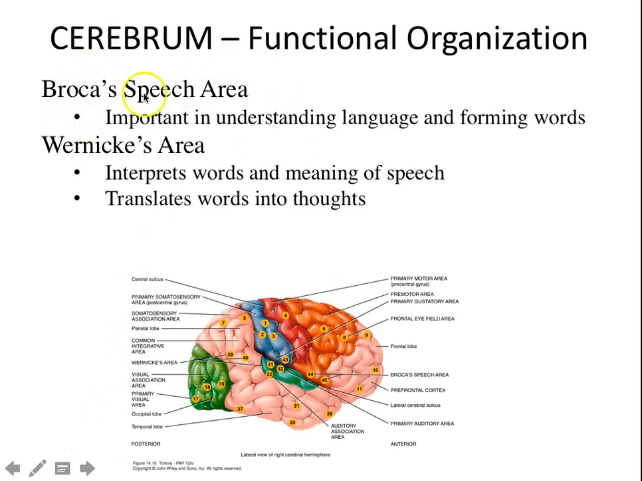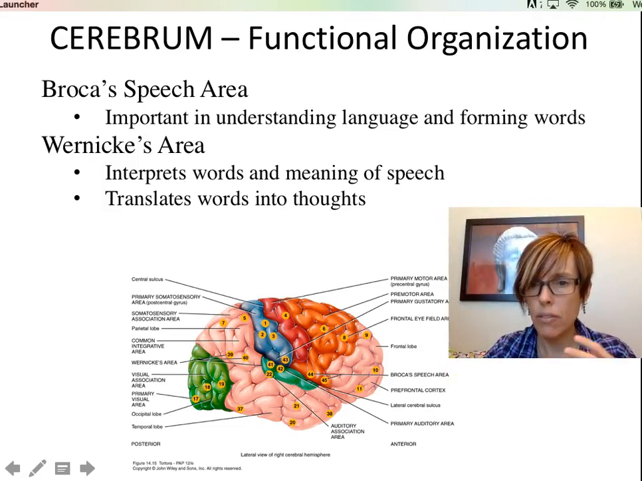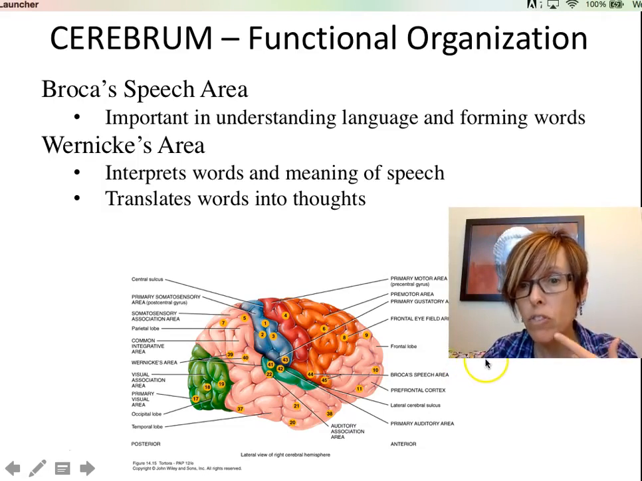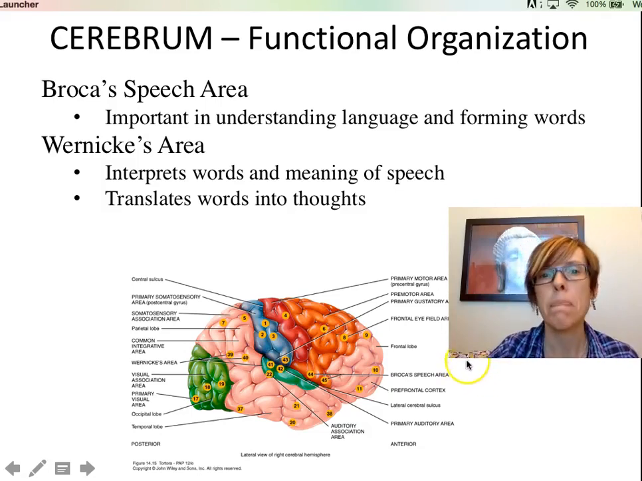And then we have these two areas, Broca's speech area and Wernicke's area. We're going to talk a little bit more about these two in a little bit. So Broca's is going to be important in understanding language and forming words. People who have damage to Broca's area will have a hard time with the actual motor part of producing sounds. So someone who has Broca's aphasia will find it difficult to actually produce the sounds, motor-wise. We'll talk more about that in a second.